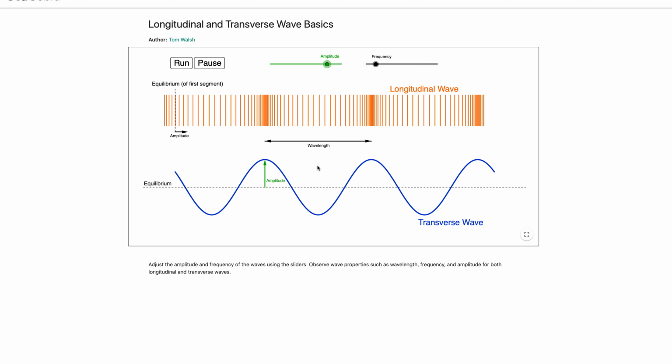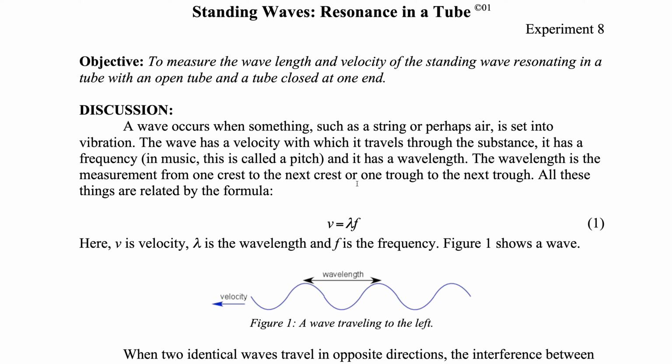Another thing would be the velocity of the wave, the speed at which it moves. So if we go back to the lab manual, you'll notice here that they're showing a wave moving to the left, and they're describing the velocity here with a velocity vector.